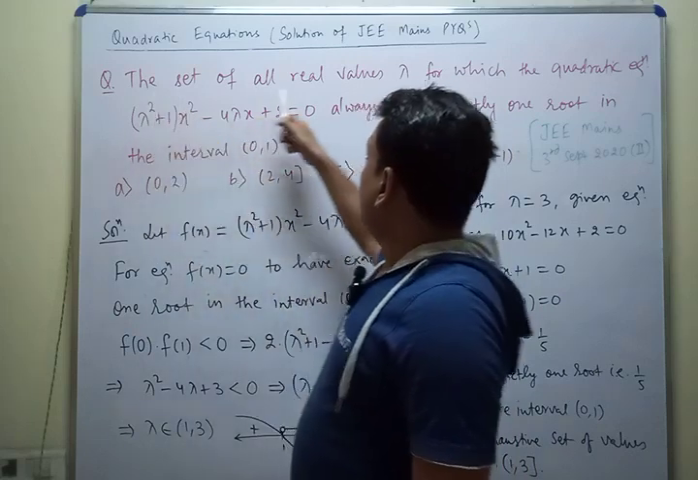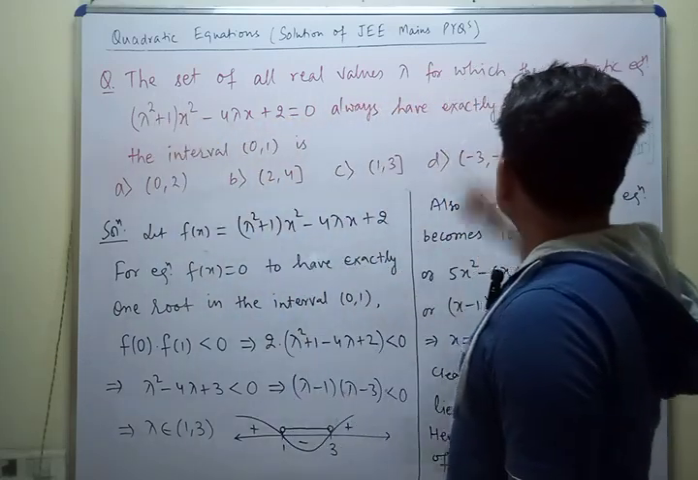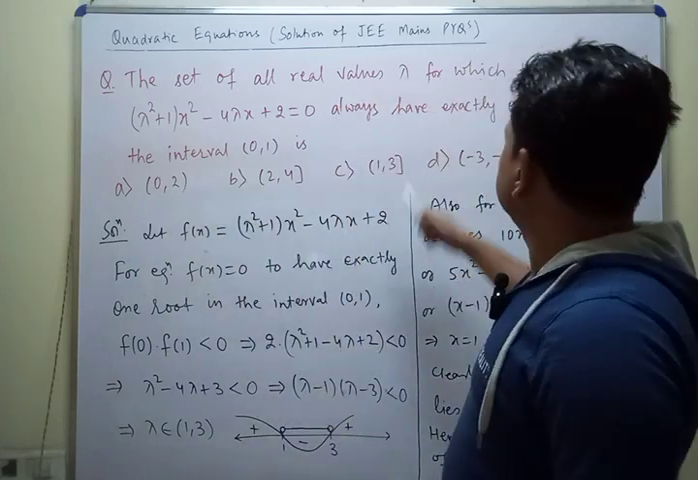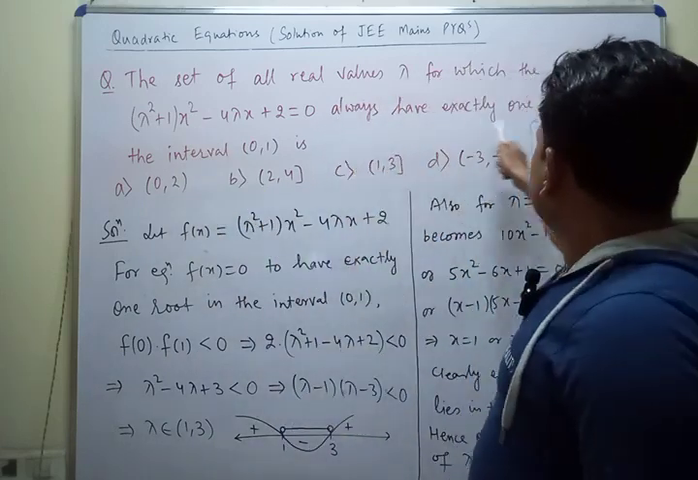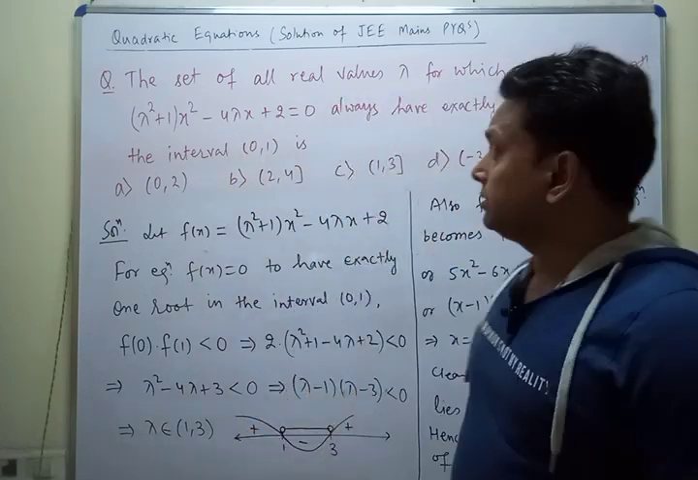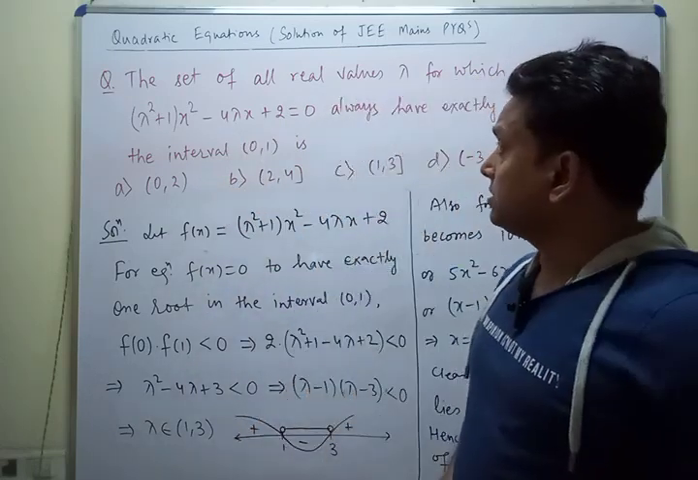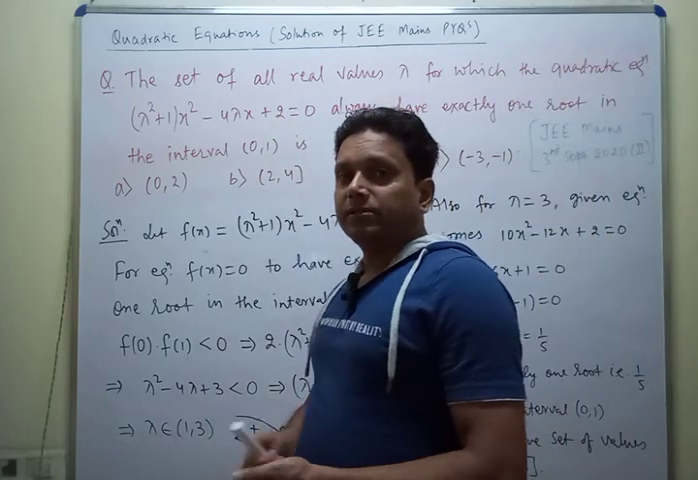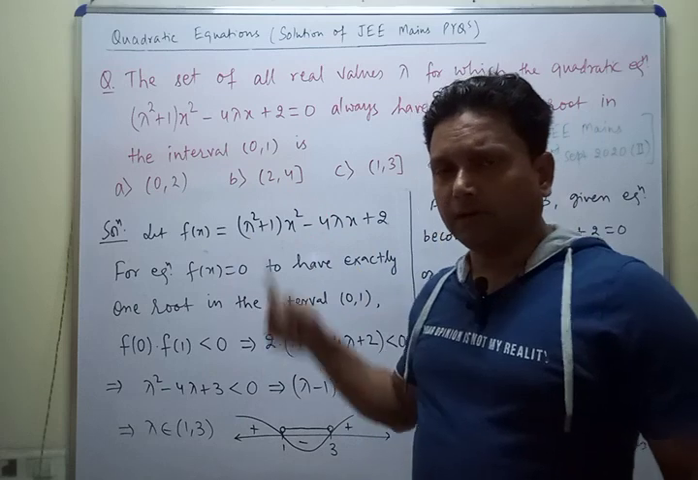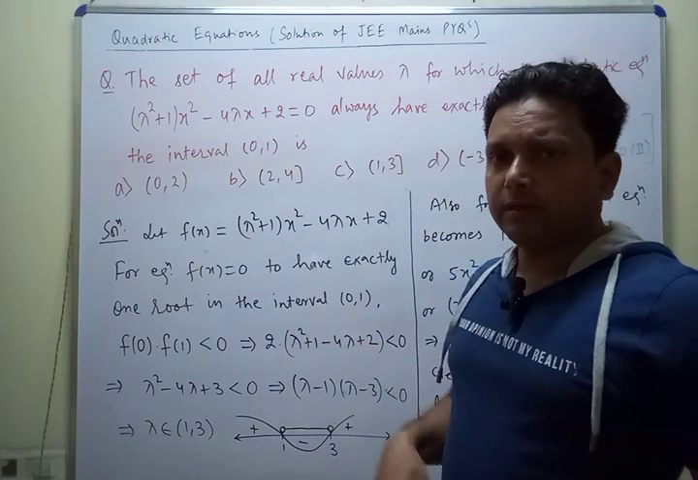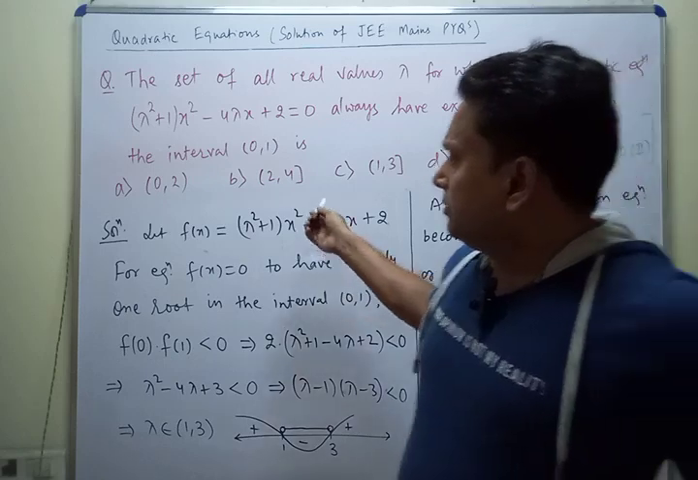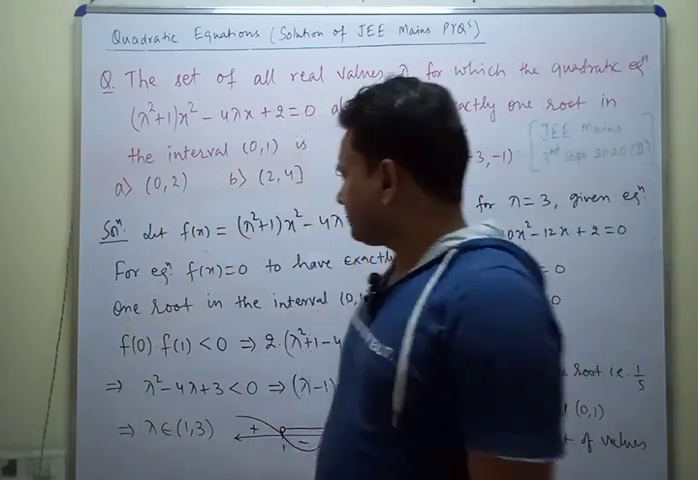Question says the set of all real values of lambda for which the quadratic equation (lambda square plus 1) x square minus 4 lambda x plus 2 equals 0 always has exactly one root in the interval 0 to 1 is. So here they are asking what is the value of lambda for which this equation will have exactly one root in this interval 0 to 1. I have solved such questions previously also. You can see in the playlist. So let's see what is the solution here.